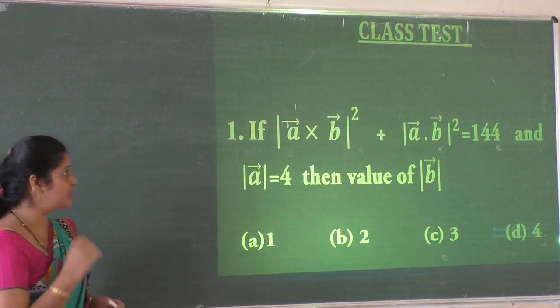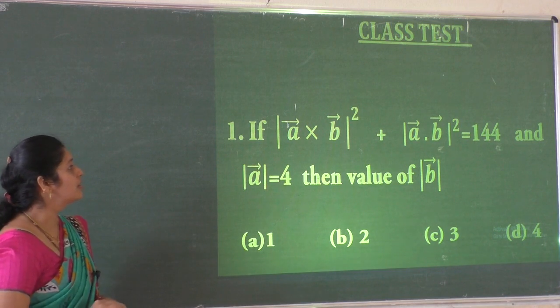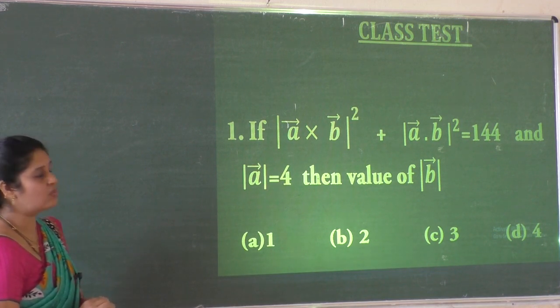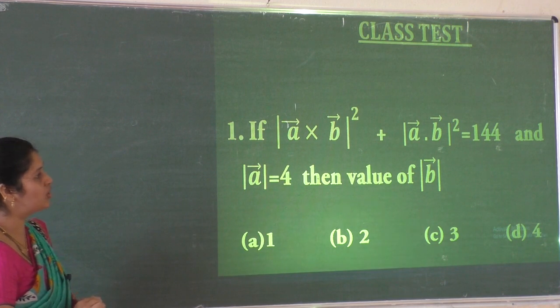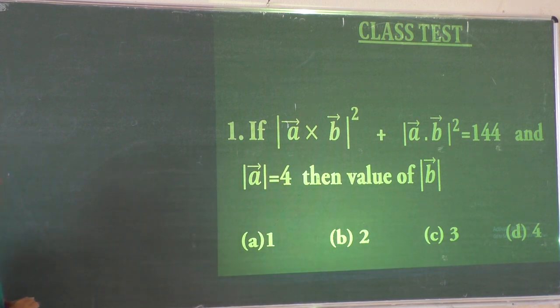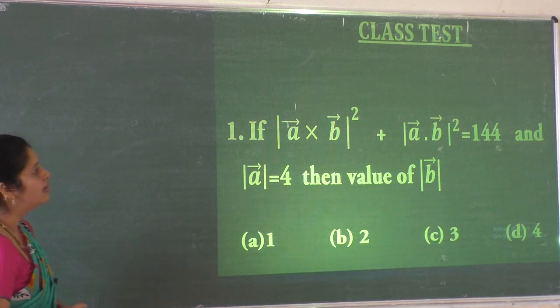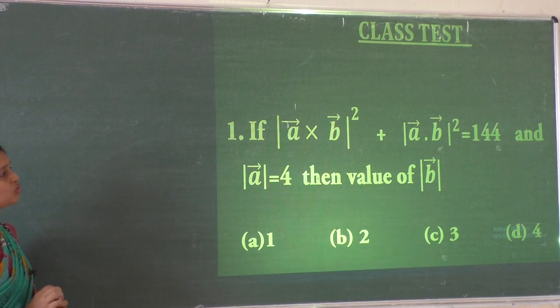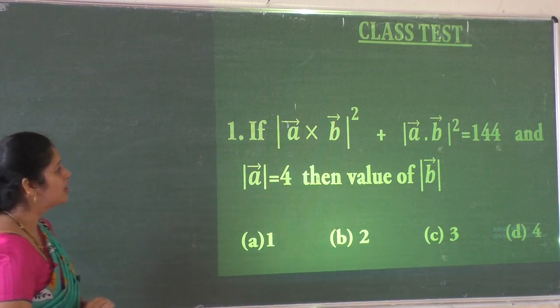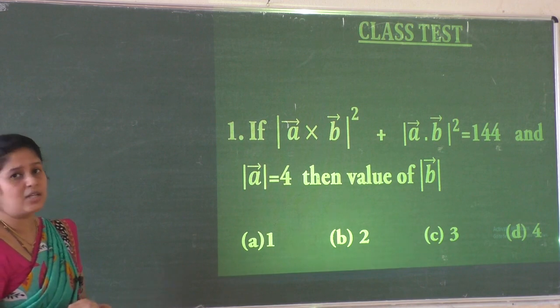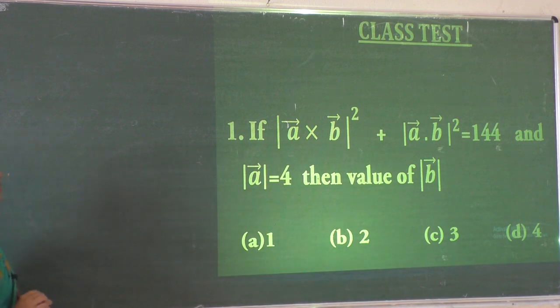Okay, next we shall see the first question. Magnitude of vector A cross vector B square plus magnitude of vector A dot vector B square is 144, and magnitude of vector A is 4, then what is the value of magnitude of vector B? So options are given: 1, 2, 3, 4. Okay, here magnitude of vector B is a number. You have to write the formula using magnitude of vector A cross vector B and magnitude of vector A dot vector B.